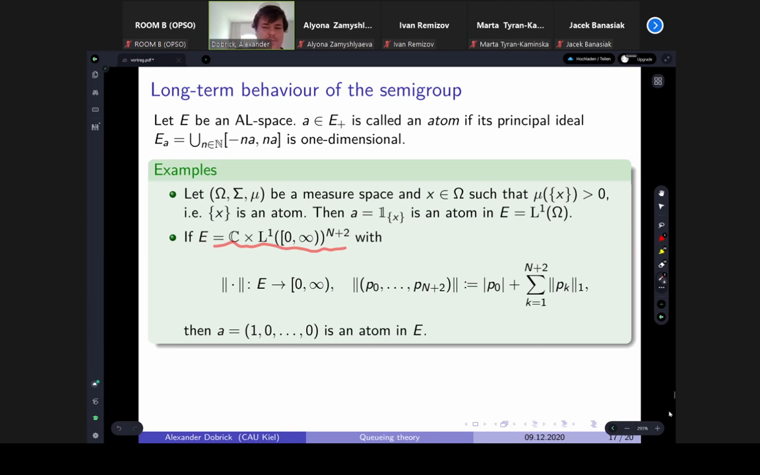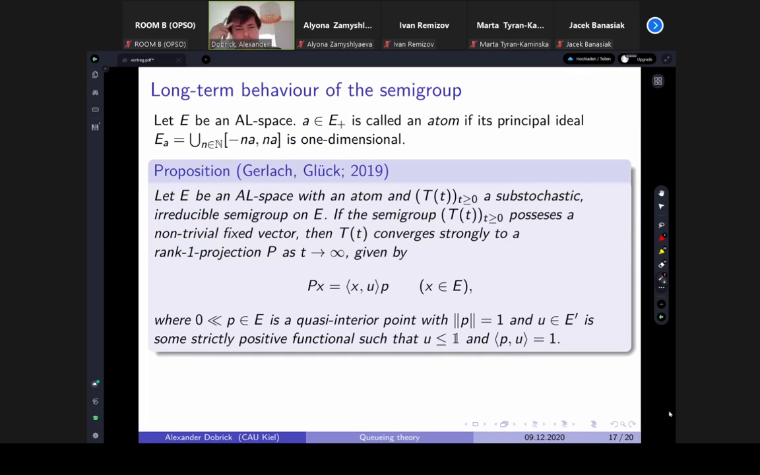And we dealt with the following space in our example, and the norm on the space is just, again, an L1 combination of L1 norms of that form. So this space with that norm is an AL space, and it's easy to see that this vector here is obviously an atom in the sense of the definition on top. And then you can apply a proposition proved by Gerlach and Glück in 2019. They proved the following theorem: if you are in an AL space with an atom and you have a substochastic irreducible semigroup, and you know that the semigroup possesses a non-trivial fixed vector, then they showed that the semigroup operators converge strongly to a rank 1 projection, and you can write it down basically directly as a result of the irreducibility.